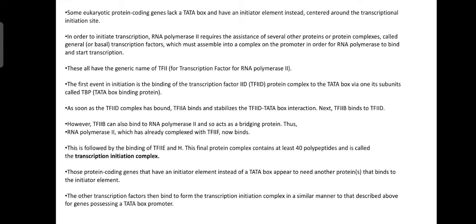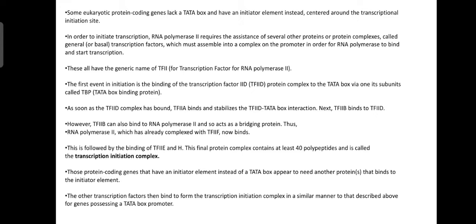Those protein coding genes have an initiator element instead of a TATA box. Now it's the turn of the eukaryotic protein coding genes which don't contain this TATA box. Instead, they contain an initiator element. We already learned this in the first point. What will they do? They also need another protein that binds to the initiator element.